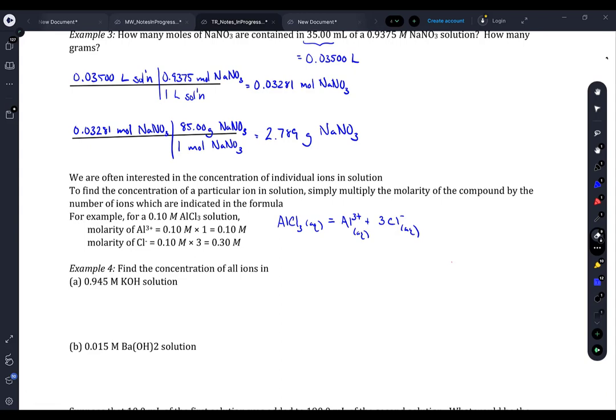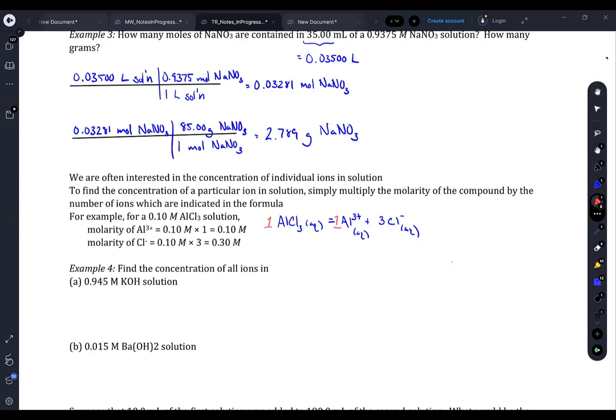Okay. So the molarity of aluminum chloride and aluminum are going to be the same because why? Well, for every 1 aluminum chloride, you're getting how many aluminums? 1. So if I say I have 0.10 molar aluminum chloride, every 1 mole of aluminum chloride gives me a mole of aluminum, so their molarities are the same. Oh, it's 0.10 times 1.